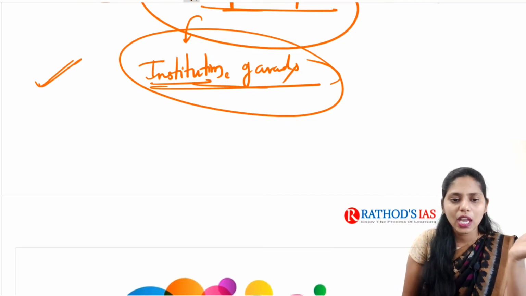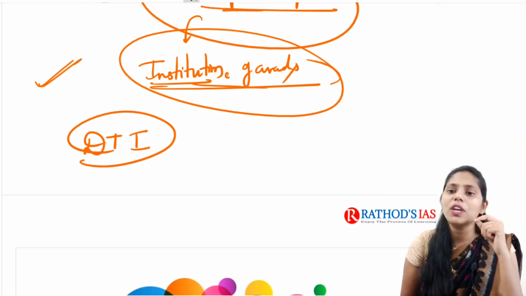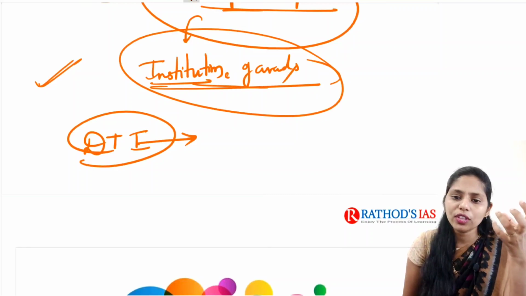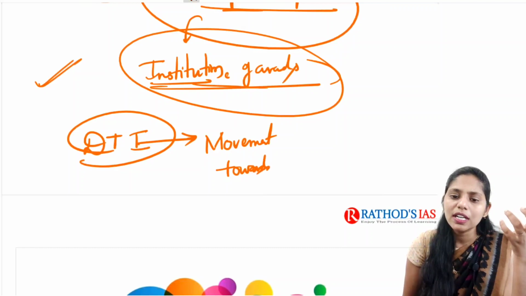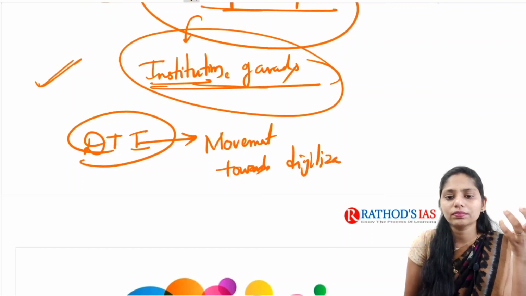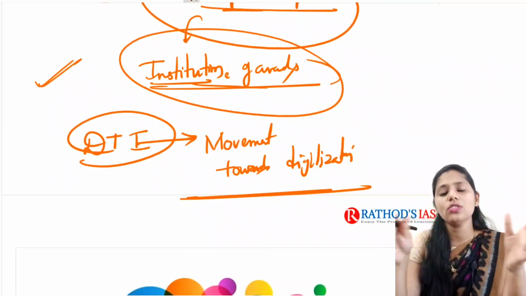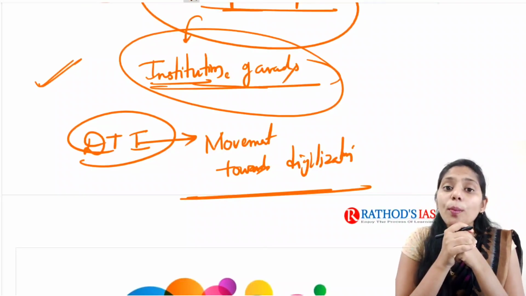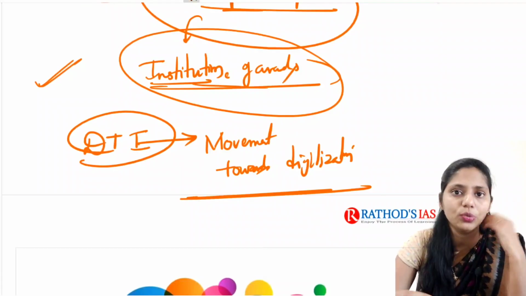And even recently we came up with the digital transformation index, which is mainly focusing on the performance of states in terms of their movement towards digitalization. It was seen in the news because it ranks the states based on their performance in their movement towards digitalization. So this is about this topic, that is, new public service values.